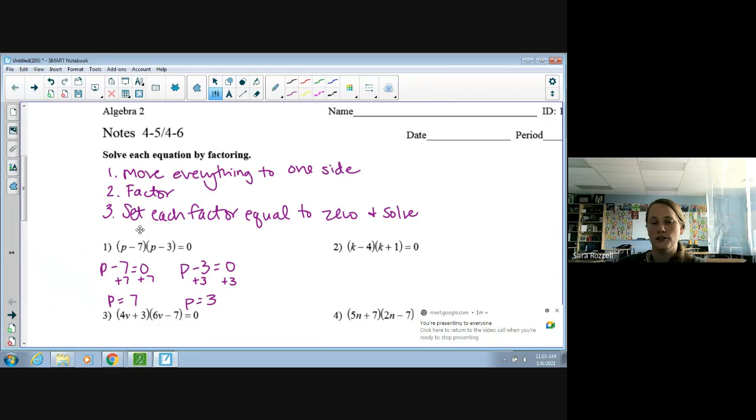As if you plugged in either 7 or 3, you would get a 0 for the factors, and we need a 0 in one of them. So when you multiply, you get the 0 on that side.